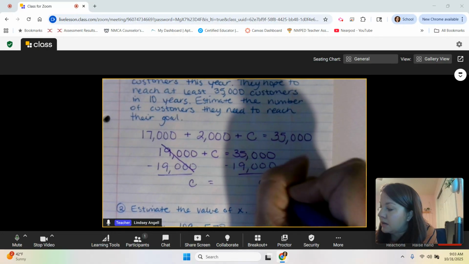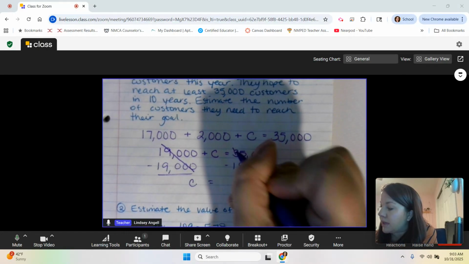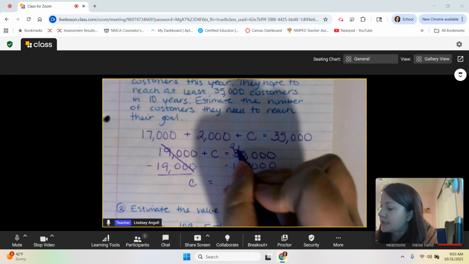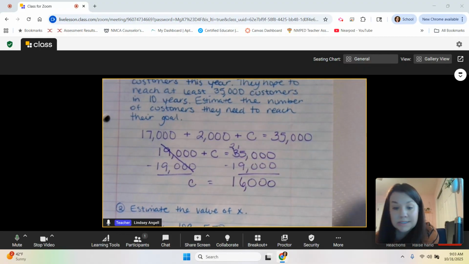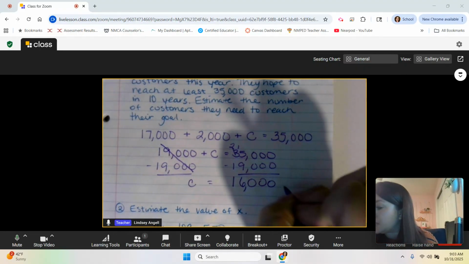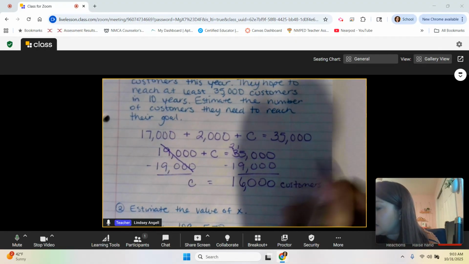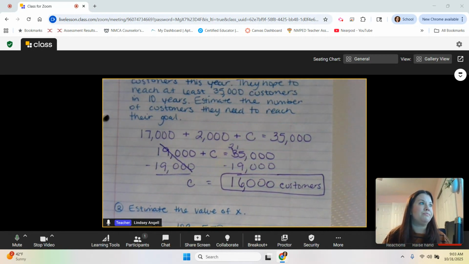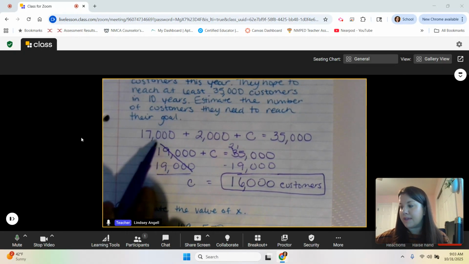And then, let's see here. Well, we can borrow, we don't even need a calculator for this. 15 minus 9 is 6, 2 minus 1 is 1, giving us 16,000. So they need to reach at least 16,000 more customers. And you'll see on your practice that when you enter numbers, or even in the multiple choice questions, they're usually going to round to the thousands place or the hundreds place. So almost always it'll be to the highest place value, with the exception of this one here.